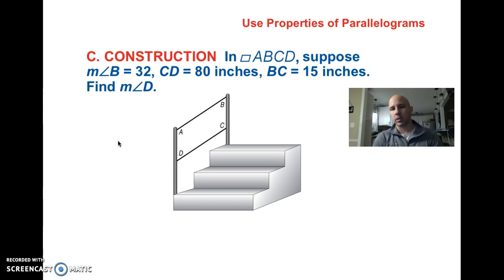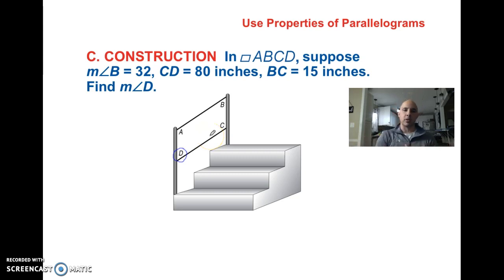Welcome back. This is benchmark number 25. This is going to be letter C on the properties of parallelograms. So let's get this started. Parallelogram ABCD. We know these sides are parallel. We know BC and AD are parallel. We know that angle B is 32 degrees. Segment CD is 80 inches. Segment BC is 15 inches. We want to figure out what angle D is.